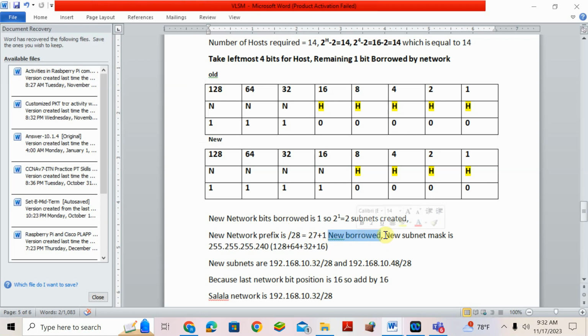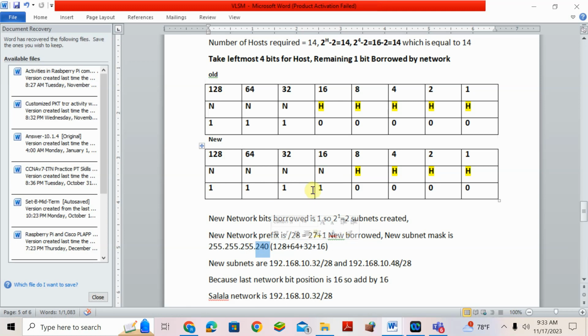What about the new subnet mask? Add 128 times 1 plus 64 times 1 plus 32 times 1 plus 16 times 1. When you add all these, you will get 255.255.255. The first part is not changing because the network part is in the beginning. Only the last octet is changing. So the last part is 240. We add all these 4.